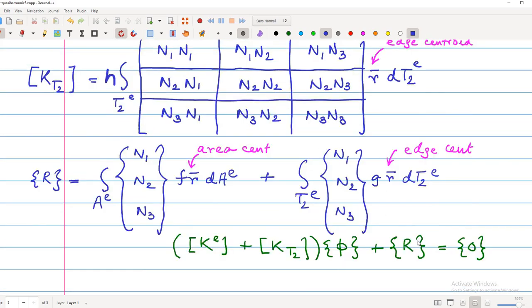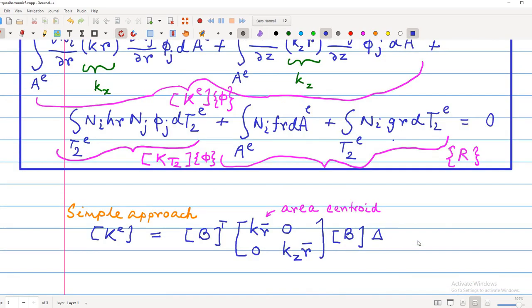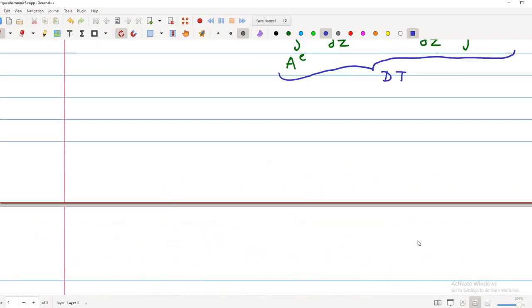So this completes our discussion on quasi-harmonic axisymmetric equations using triangular ring element. That means the cross section of the ring element is a triangle with 3 nodes.